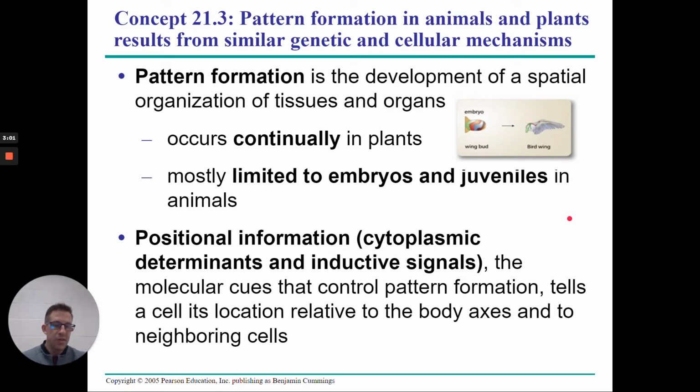And so positional information is that generic term for molecular cues, in other words, chemical signals that control pattern formation. It tells the cell its location relative to the body axes and relative to other neighboring cells, or a particular cell in a particular organ. It kind of tells it its location relative to other organs in maybe a nearby organ system. So positional information, again, is nothing more than molecular cues, chemical messages, and you really do have to understand how important chemical signals and chemical information is to this entire process. It really drives all of it, and hopefully that's something that has come forward in my explanations.